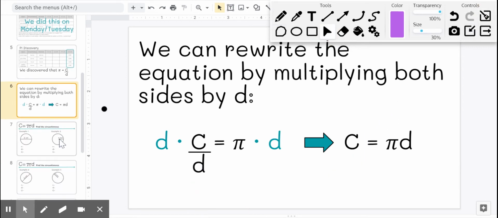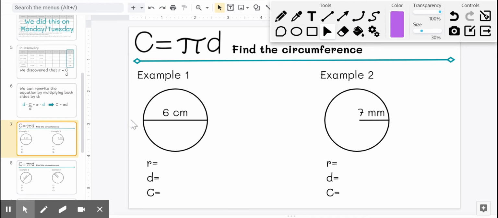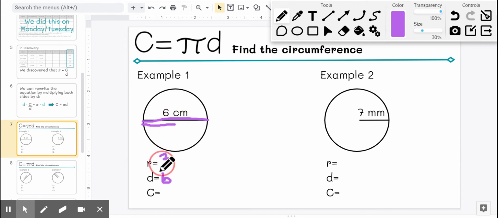So let's put this to work. Let's say we have this circle here. They give us the line all the way across, which is the diameter. So the diameter is 6. The radius is halfway across the circle. Half of 6 is 3.